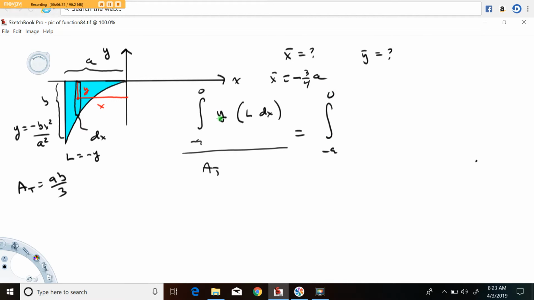Okay, the y value, including the sign, that's going to be minus bx squared over a squared, okay, times the area, and we want that to be positive. It's what's giving us our weight here, so that's going to be times bx squared over a squared.